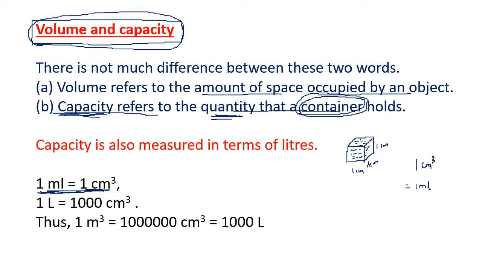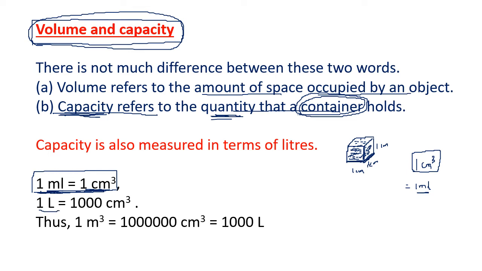Again, what is 1 centimeter cube? 1 centimeter cube is a cube whose length is 1 centimeter, breadth is 1 centimeter and height is 1 centimeter. So 1 centimeter cube is the volume occupied by this cube. But if the cube was hollow and I filled it with some material, say water or oil or milk or whatever, then the amount of material which can be filled in 1 centimeter cube is taken to be 1 milliliter. So 1 milliliter is something which can be filled in a cube of 1 centimeter.